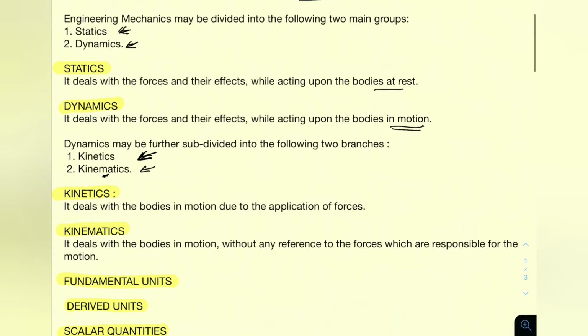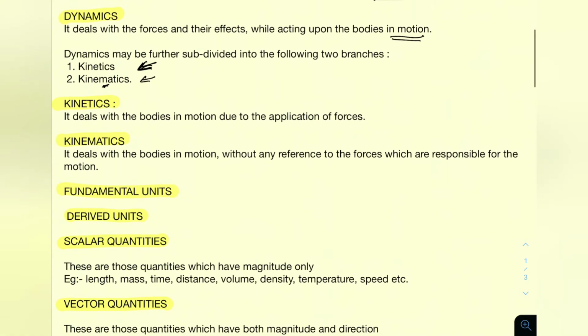So let's read the definitions for kinetics and kinematics. Kinetics deals with the bodies in motion due to application of force. So the motion and force both are considered here. And kinematics deals with the bodies in motion without any reference to the forces which are responsible for the motion. So acceleration and the trajectory of the particle are considered here, but not the force which is causing the motion.